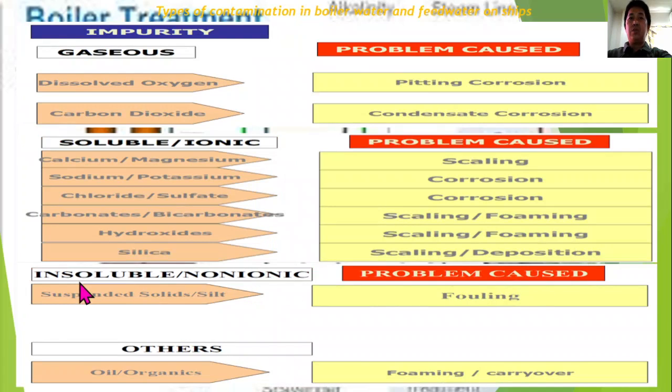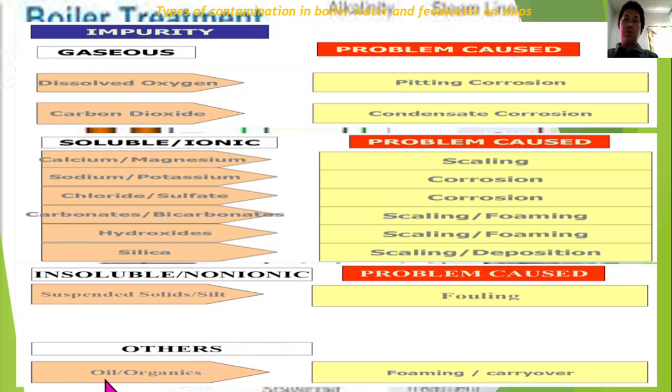We have here also insoluble non-ionic impurities. So we have suspended solids or silt. That's why it is called insoluble, because it is not dissolved in the boiler water. The problem cause is fouling. So your boiler tube will be black, will be fouled.